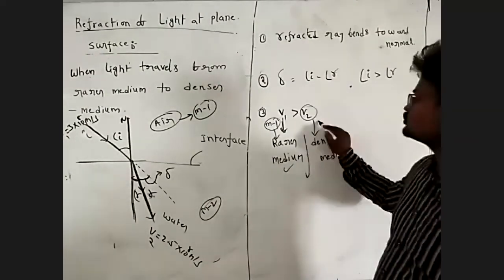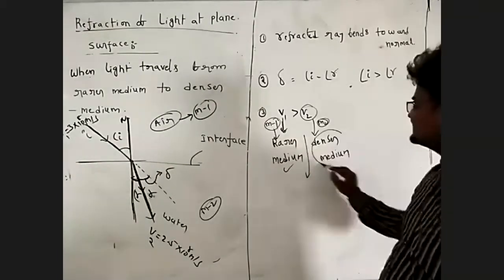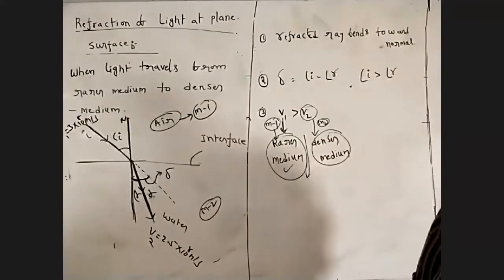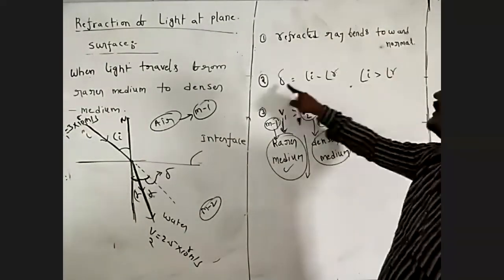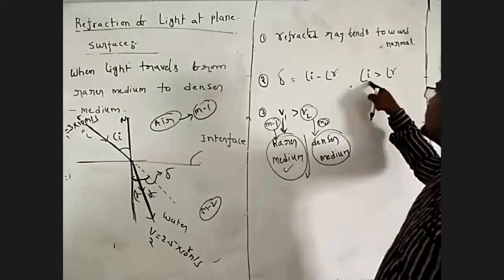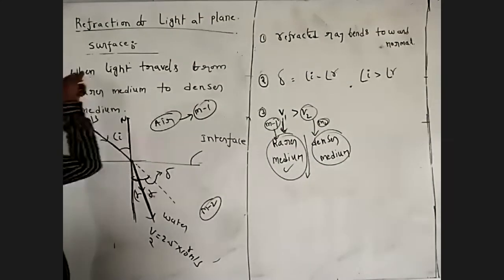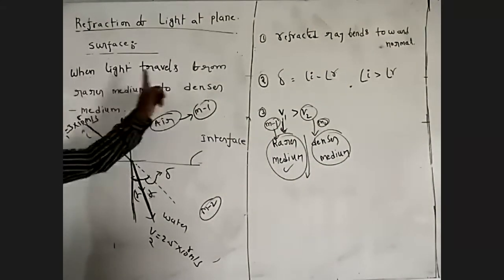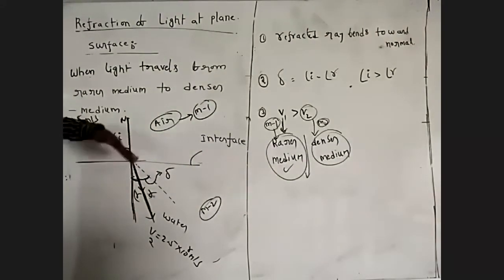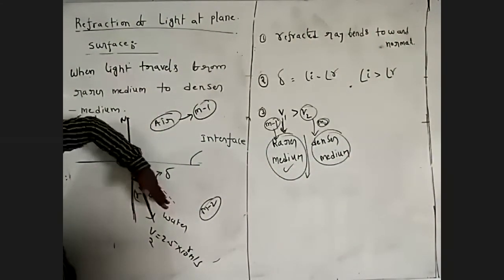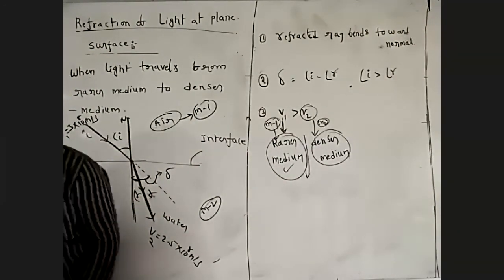So medium 1 is taken as the rarer medium, and medium 2 is taken as the denser medium. The refracted ray bends towards the normal. Deviation is equal to angle of I minus angle of R. Angle of I is greater than angle of R. When a light ray travels from a rarer medium to a denser medium, the refracted ray bends towards the normal, like this. This is one part. Next, the second part.